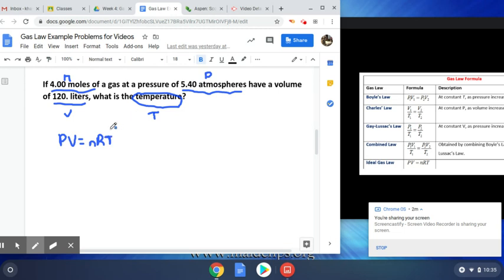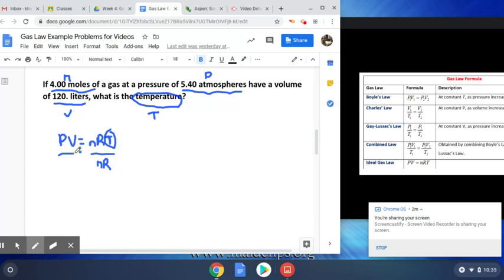Here we are looking for temperature. And what do we need to do to get temperature by itself here? Okay, how do we solve for temperature? Now, hopefully you remember this from algebra, but when letters or variables are written just close to each other, that means they're multiplied, okay? So that means that temperature is multiplied by both R and N. Okay, so in order to get temperature by itself, you have to divide by N and you have to divide by R.